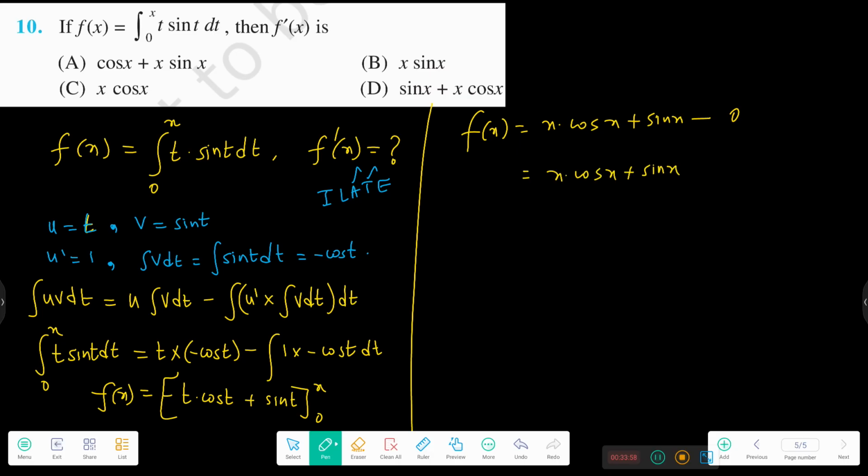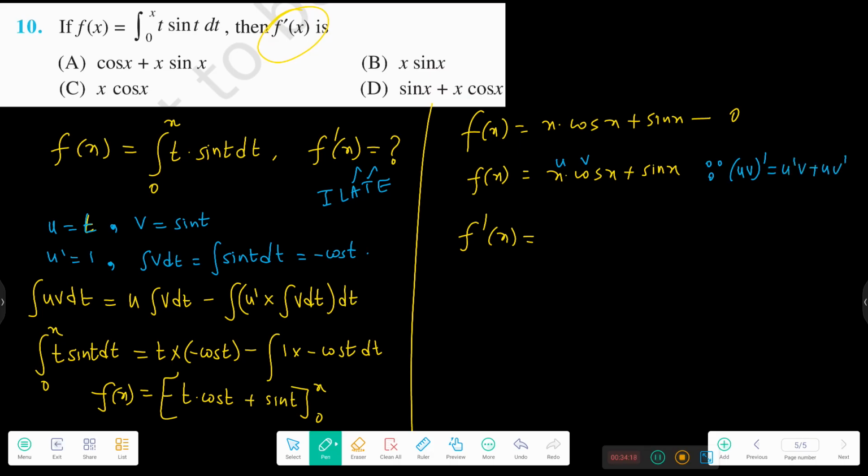Where do we have this? Oh no, this is f of x. They asked f dash of x. Sorry. Differentiate. f dash of x we have to find. Children, you should use the uv formula. Do you remember the uv formula when you differentiate? uv whole dash is equal to u dash v plus u v dash.